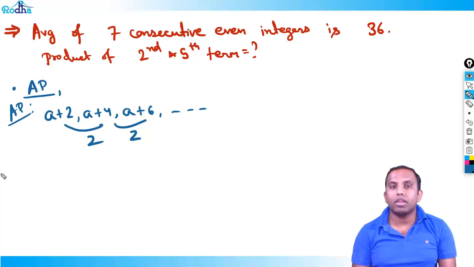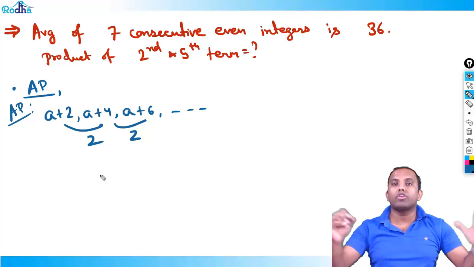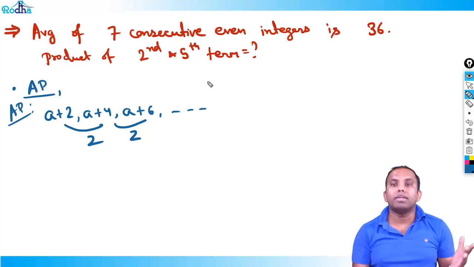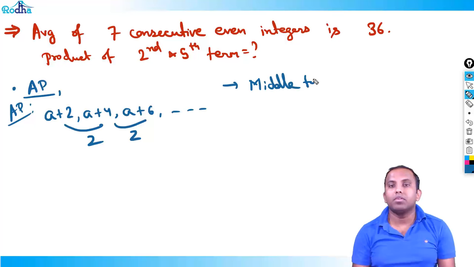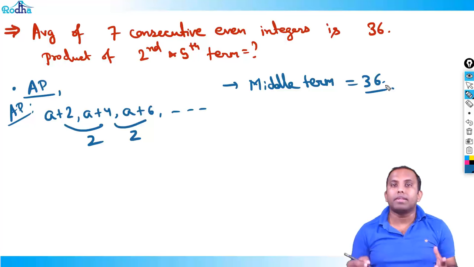So there are 7 consecutive integers. What is the average of an AP? The average of an AP is the middle term. That basically means the middle term of this series is 36. In an AP, average is the middle term, so the middle term of the series is 36.